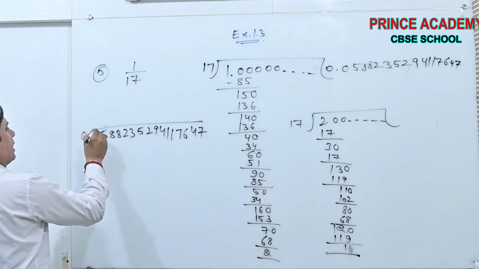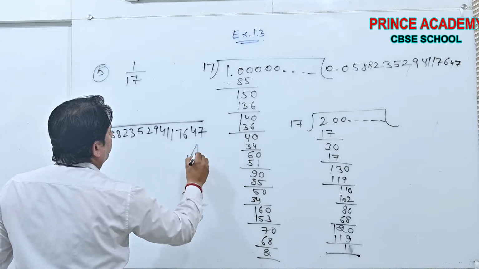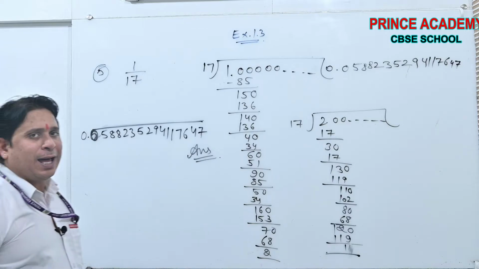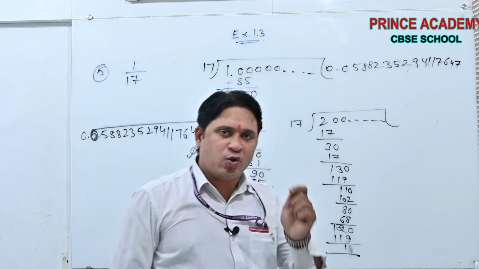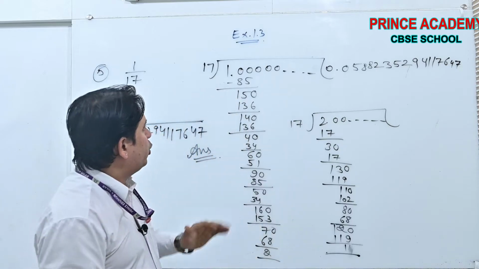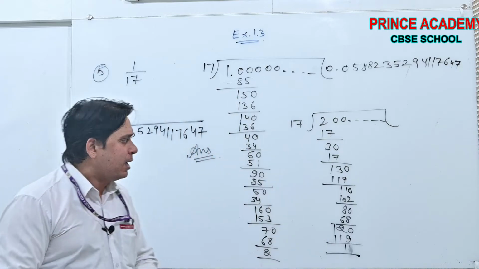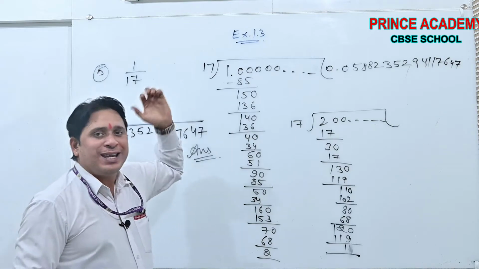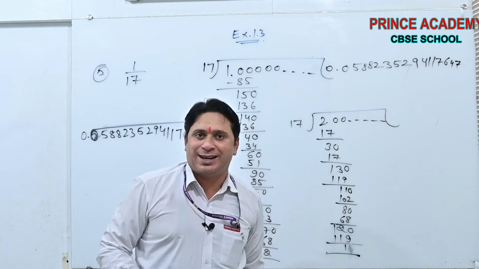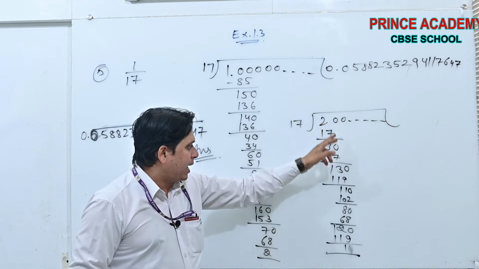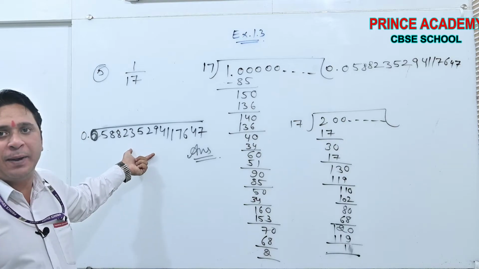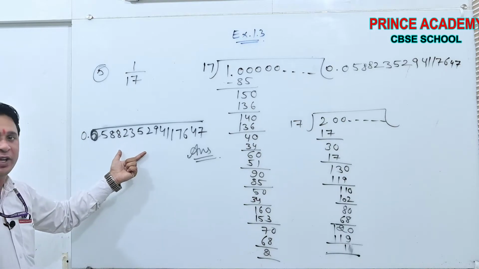88235294117647 bar. These are the digits which will be repeated. Okay, see beta, you all are mature, you are in class 9, you are good in division. That's why I consider to do it a little bit faster. You can see we just divided 1 by 17 and got the desirable result. Finally you will get this repeating group of digits.